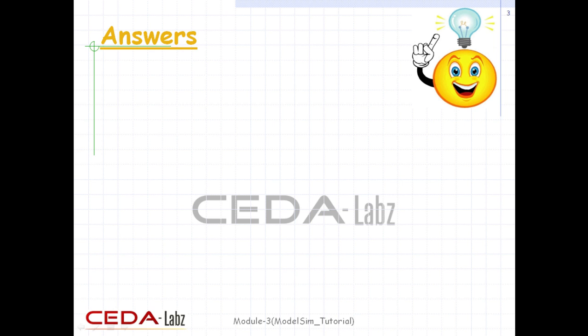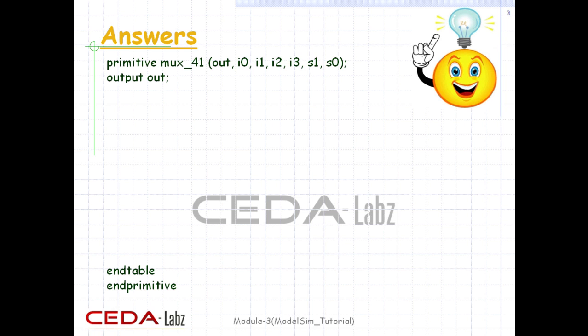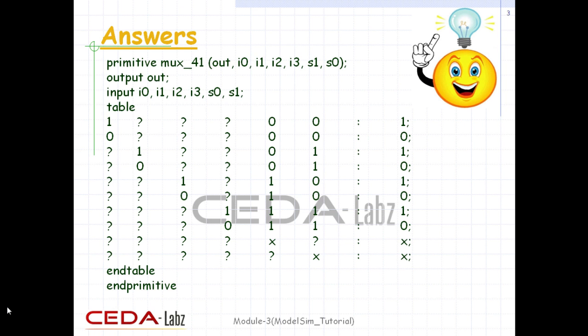Another one was to design a Verilog code for 4:1 multiplexer using user-defined primitives concept. Here is the code for the same. As we already know, UDPs are defined with the keyword primitive. So, it starts with the keyword primitive, followed by primitive name, which is again followed by port list. Then, we declared the ports.